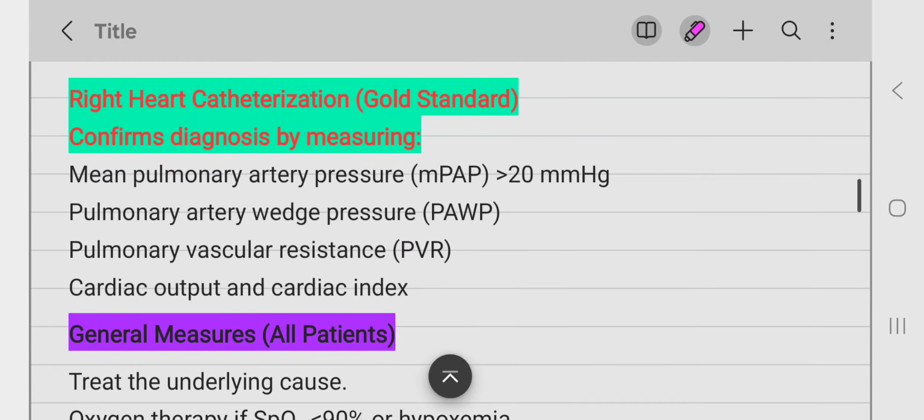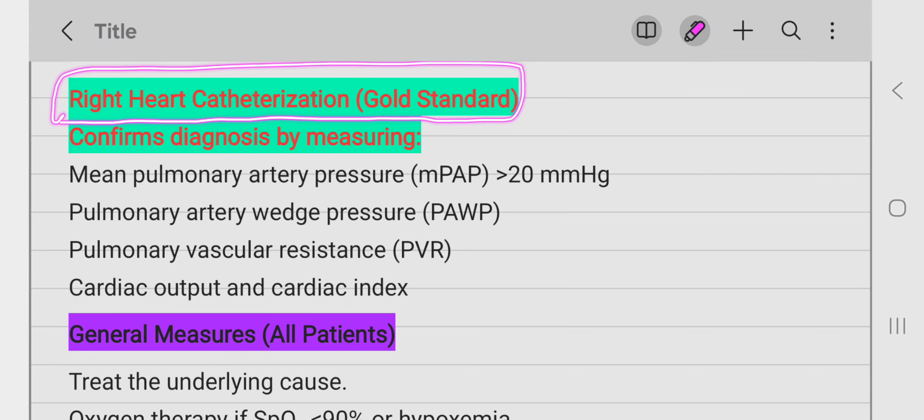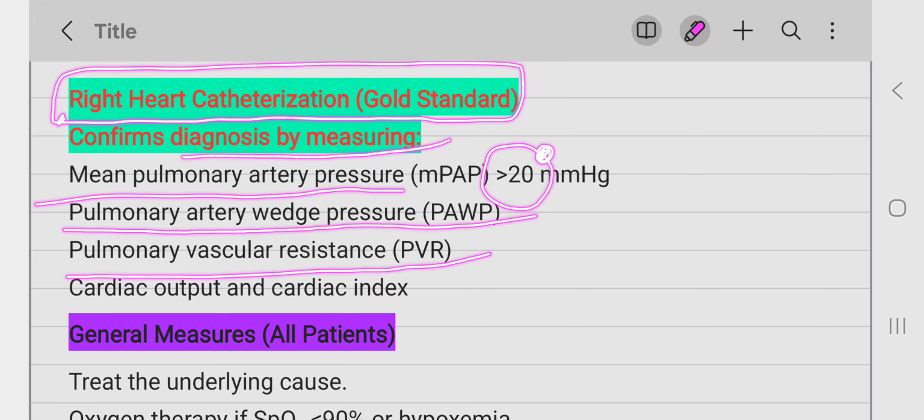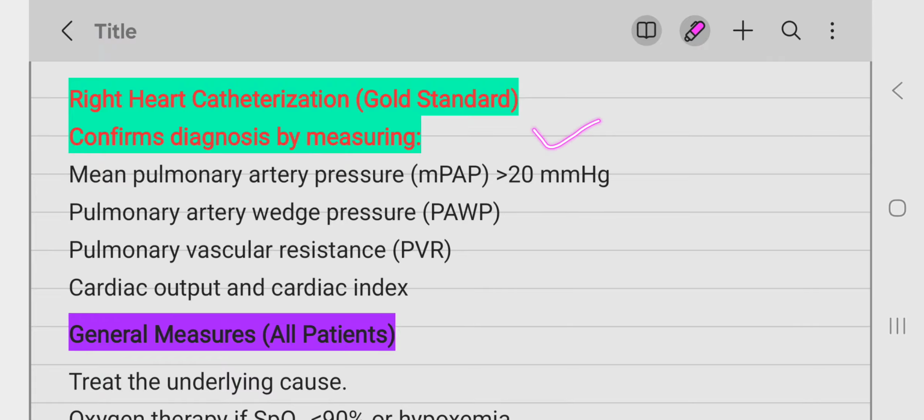Then right heart catheterization. Right heart catheterization is the gold standard for the diagnosis of pulmonary hypertension. It confirms the diagnosis by measuring the mean pulmonary artery pressure. If it is more than 20 millimeters of Hg, then this is pulmonary hypertension. It also measures pulmonary artery wedge pressure and pulmonary vascular resistance. And it also tells us about cardiac output and cardiac index. But the most important thing is it measures mean pulmonary artery pressure, which, if more than 20 millimeters of Hg at rest, then it is pulmonary hypertension.